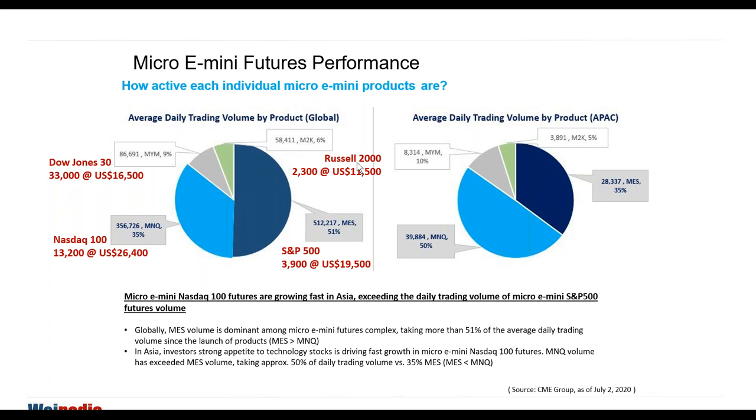If you find this quantum so little, that $11,500 is nothing, I can take 10 times the size, about $100,000. If that's you, then you trade 10 micro E-mini Russell contracts. But if you are just comfortable with one, then you just deal in one.